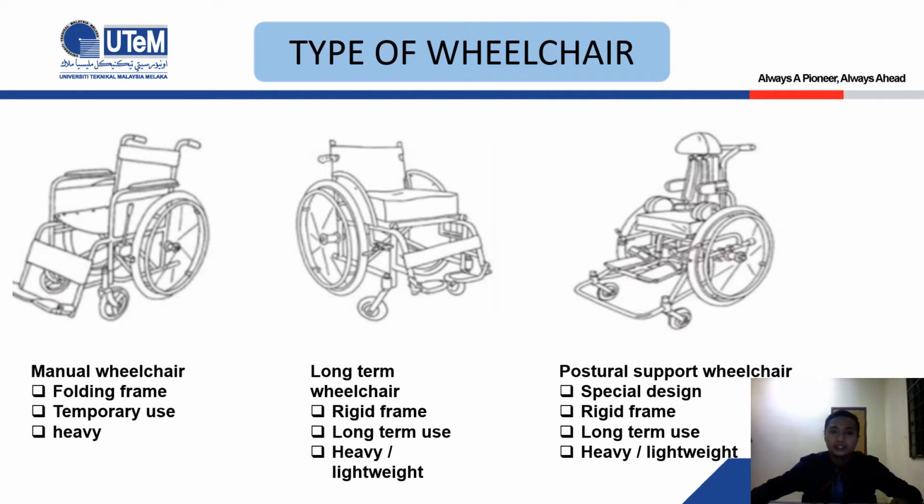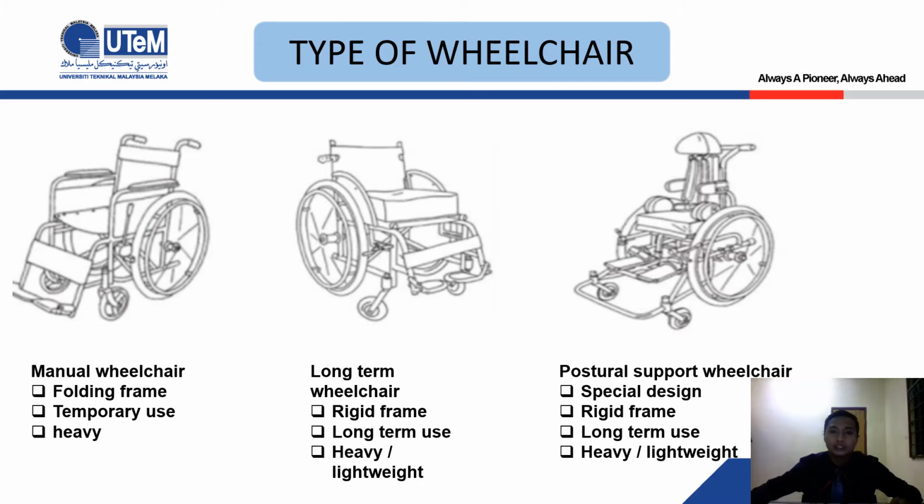In Chapter 2, Literature Review, there are several research studies to help in this redesign project of the wheelchair, such as types of wheelchair. As you can see in this slide, it shows three types of wheelchair, which are manual wheelchair, long-term wheelchair and postural support wheelchair. There are several differences between these three types of wheelchair. So now we go through one by one.